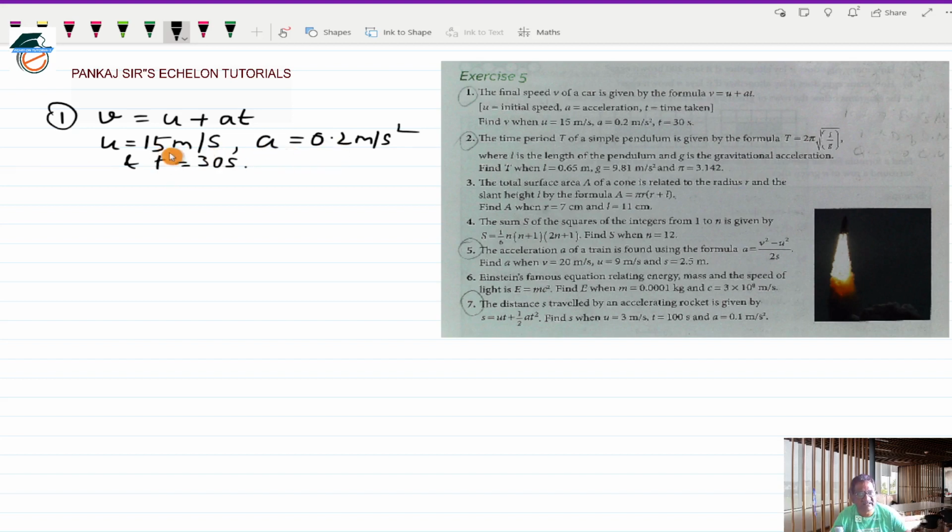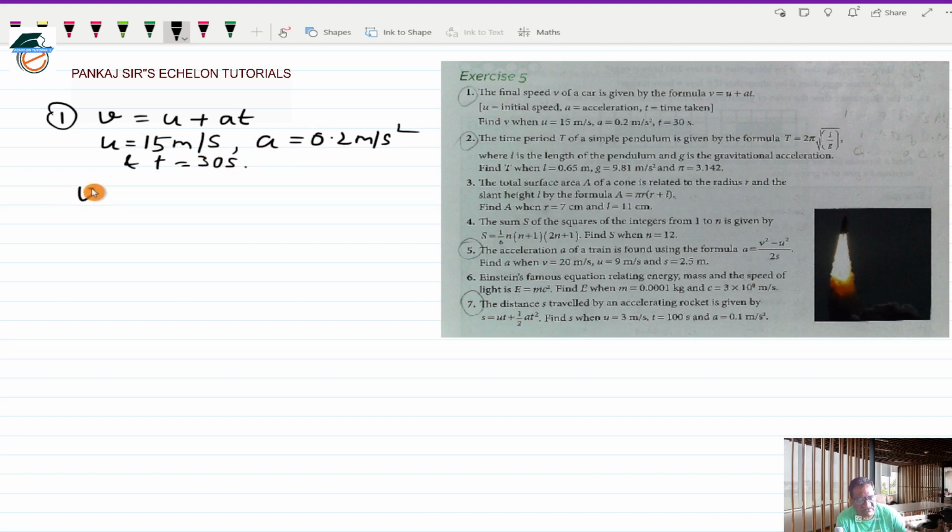Right here I can see that all belong to the same system. Meter per second is the SI system, 0.2 meter per second square is the SI system, and t, 30 seconds, is the SI system. So let us get started.